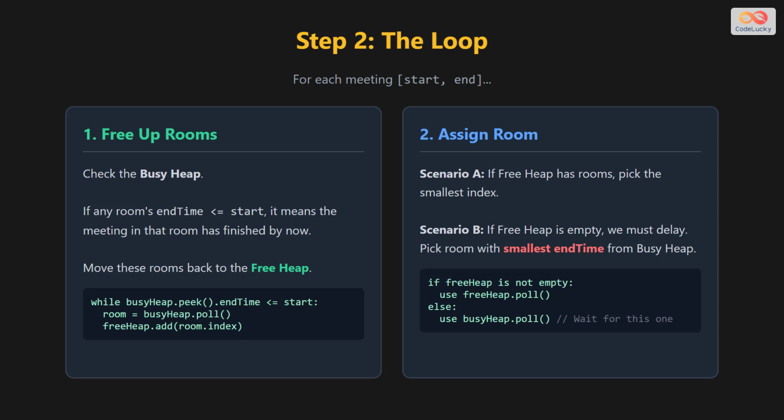Now we iterate through the sorted meetings. For each meeting, we first check our busy heap. If any rooms have an end time less than or equal to the current meeting's start time, they are finished. We pop them from the busy heap and add their indices back to the free heap. Then, we try to assign a room. If the free heap has numbers, we pick the smallest one.